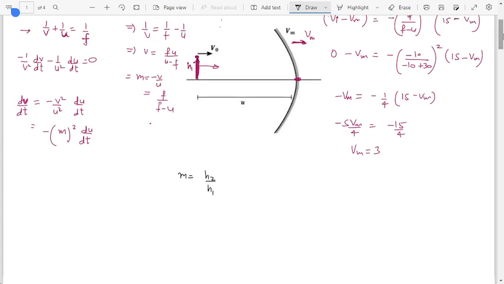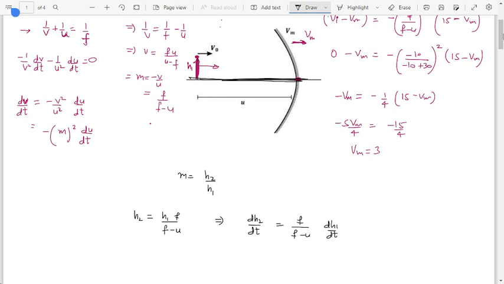So from here, what you can do, you can differentiate this. Again, h2 is equal to h1 times magnification, which is f upon f minus u, right? So we can differentiate this. So dh2 by dt is the velocity of the image in the y-axis, with respect to the mirror axis, with respect to this axis. So this is the velocity of the image in the y-axis. So from here you can see that f upon f minus u into dh1 by dt, right?